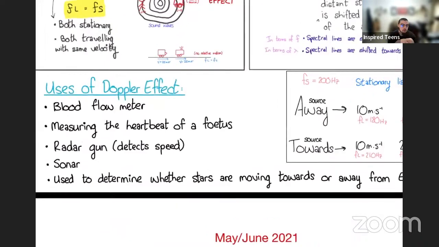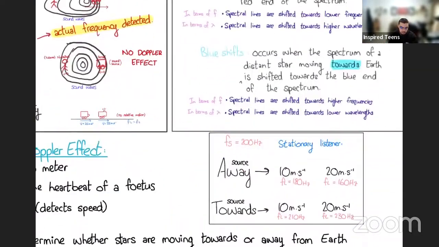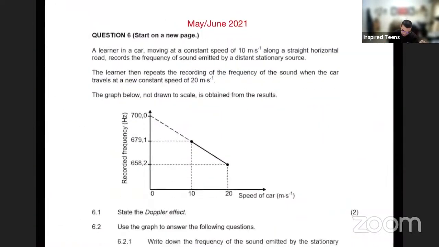Let's just discuss some uses of the Doppler effect, many of them in the medical field. It's used for a blood flow meter, measuring the heartbeat of a fetus. It's a radar gun, which helps to detect speed. In sonar, as well, and it's used to determine whether stars are moving towards or away from the Earth. We just discussed this in terms of red and blue shifts. That concept we'll come back to.